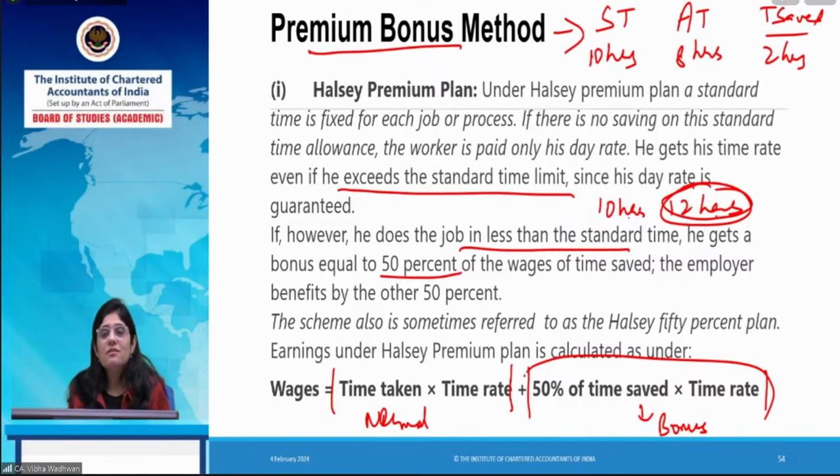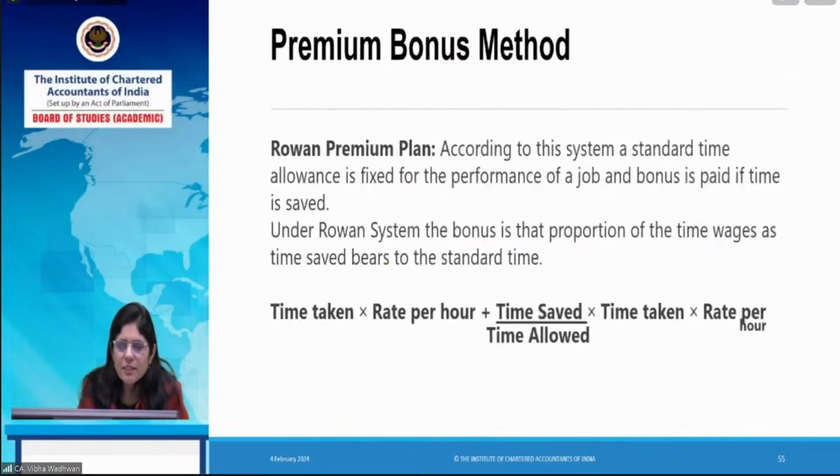Now, what is the analysis of this method? A very interesting analysis. If you are saving time, you will get the benefit for only 50% of the time saved. And the other 50% benefit is taken by the employer also. See, he is only giving you a bonus for 50% of the time saved. That means he's keeping 50% for himself also. He should have paid you for the full 100% of time saved. But the Halsey premium method gives you the incentive for only 50% of the time saved. The rest 50% is with the employer only. Clear? So this way the Halsey premium bonus is calculated.